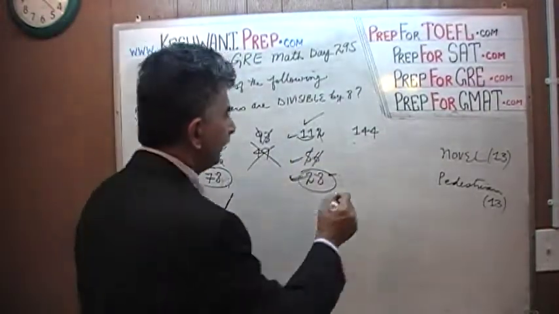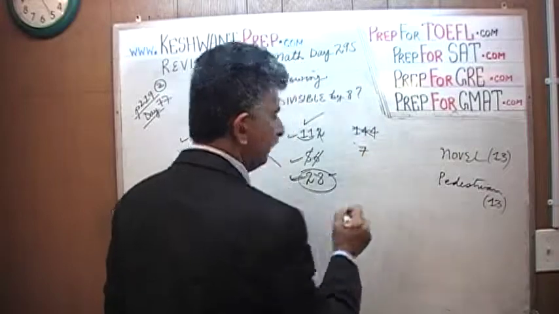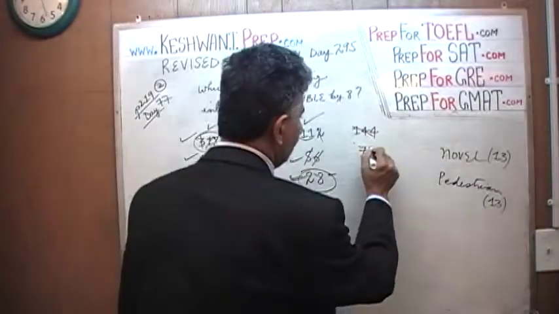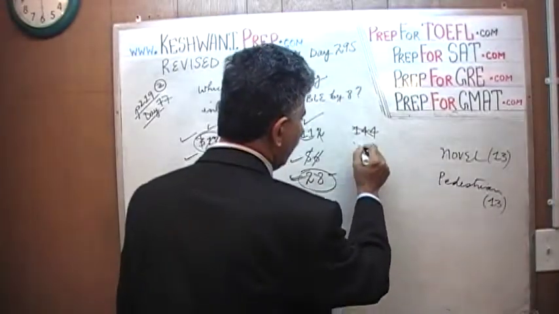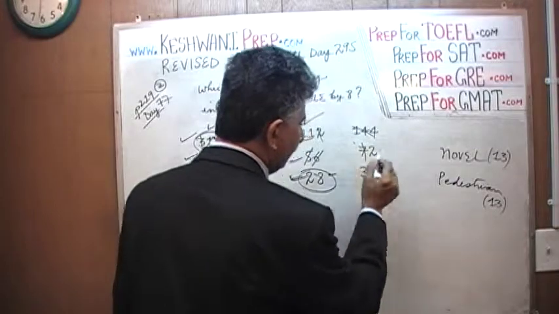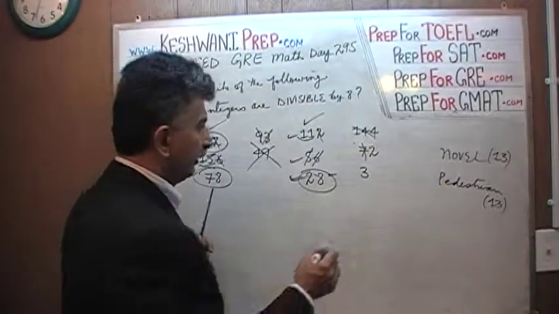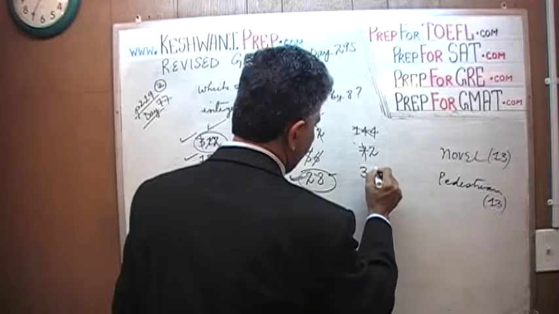Let's do this one. How many 2s in a 14? 14 has 7 2s. How many 2s in a 4? 4 has 2 2s. Let's go one more round. How many 2s in a 7? 3. The remaining one goes and joins the 12, becomes 12. So 12 has 6 2s.